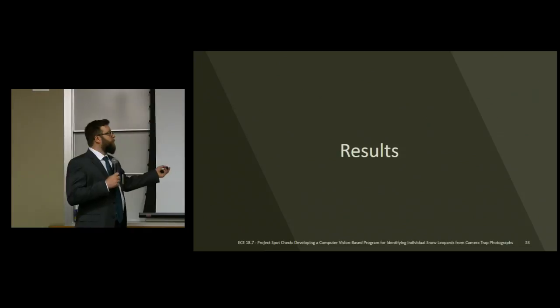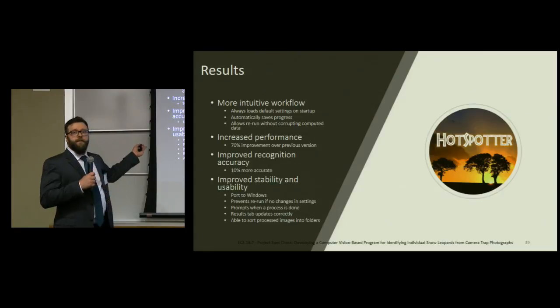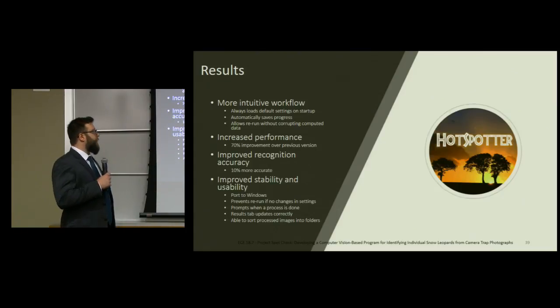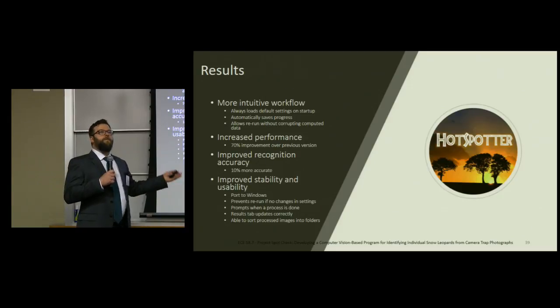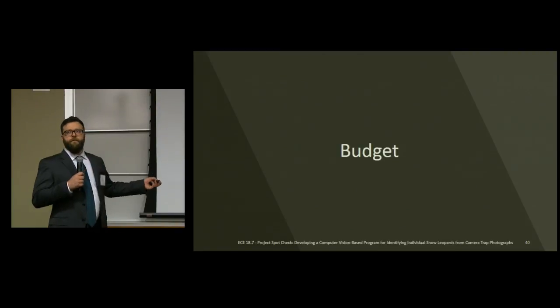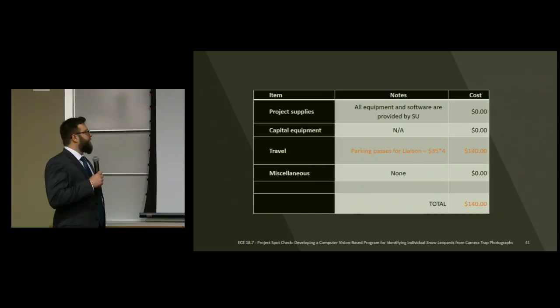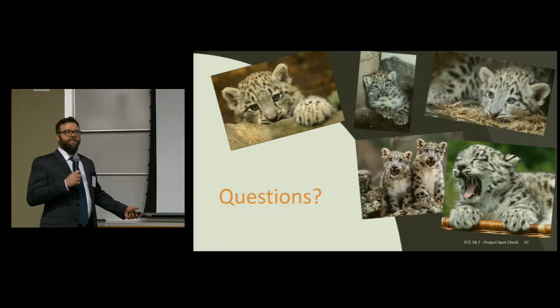So another quick high-level review of our results. This is what we achieved at a high level. The big takeaways, again, are the 70% reduction in runtime and the 10% increase in accuracy. And that's not even counting the proposed future work of sorting by flanks, which would add another 10% on top of that. To cover our budget, we're a software-only team, so it's pretty low: $140 for parking passes. That's about it, and that concludes our presentation. Any questions?